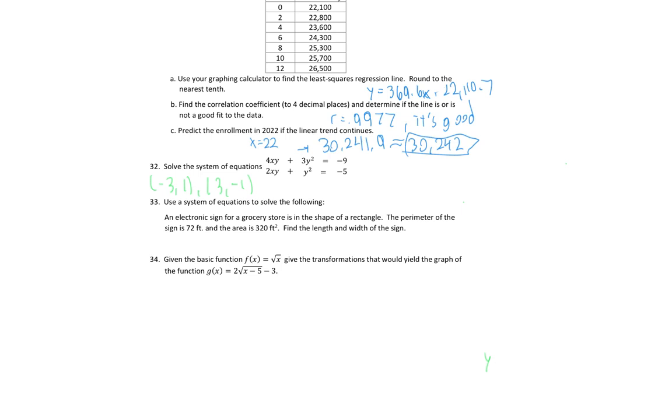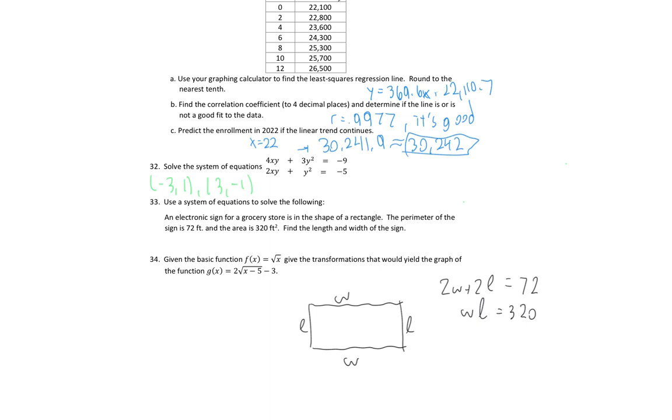Now going on to the next one, we're going to use a system of equations to solve the following. Electronic sign for grocery stores in the shape of a rectangle. So I'll quickly draw a little rectangle. I'm going to work down here. The perimeter of the sign is 72 feet and the area is 320. Find the length and the width. So I'll say this is my width and that's my length. Well, the perimeter is I add those up, so 2w plus 2l, and we know that equals 72. And the area, which is w times l, is 320.